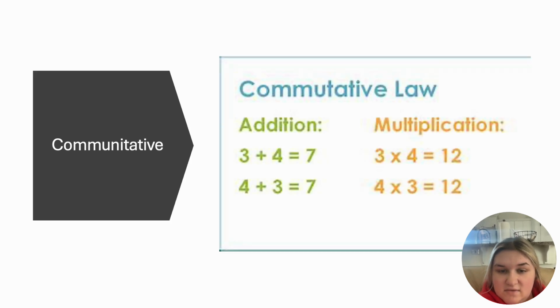The commutative is that addition. So right here, where the 3 plus the 4 will equal 7, it's the same thing if you do 4 plus 3 equals 7. Then with multiplication, if you did 3 times 4, it would still equal 12, but if you did 4 times 3, it would equal 12 also.